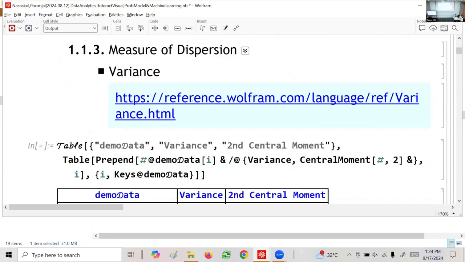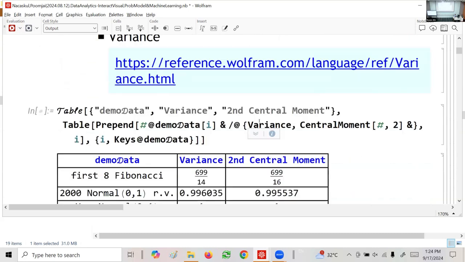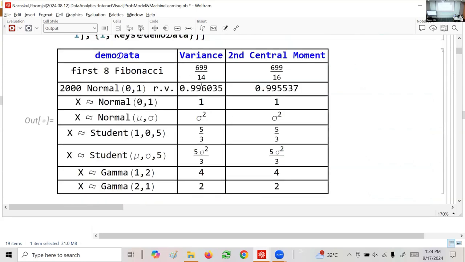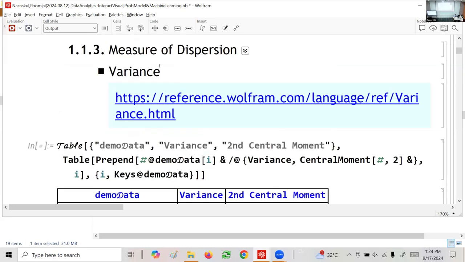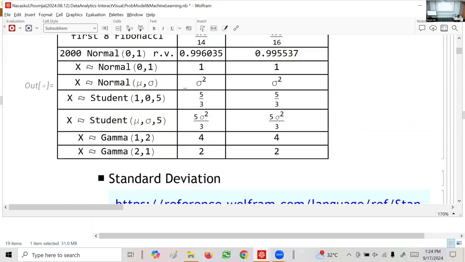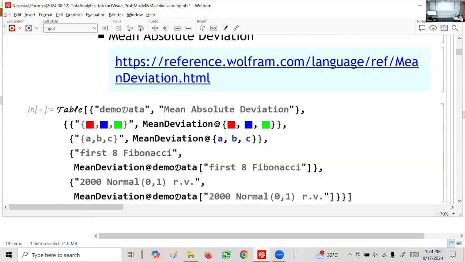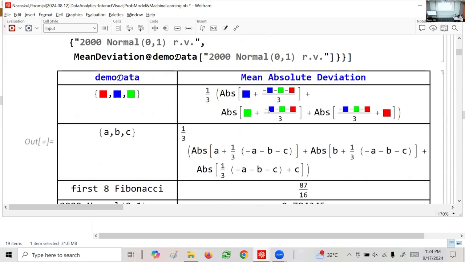And the variance, okay, so variance is the second moment, right? Now, second moment, the measure of dispersion, the one that you're used to is standard deviation. Standard deviation is the square root of the variance, okay? What else? Standard deviation is square root, right? Mean absolute deviation, that also works, right?